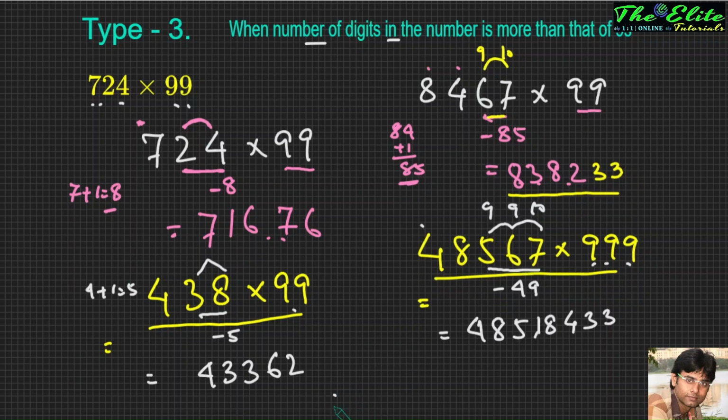I'm sure that you have learned this method very, very well. So you can do all types of questions when you see that there are nines only and you have to multiply with any number of any digits.